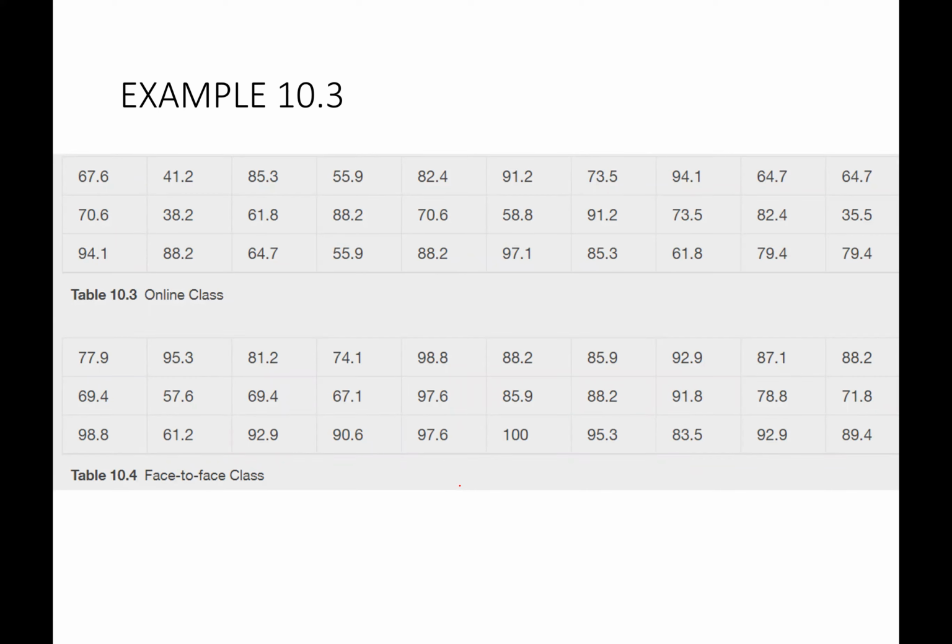So he looked at his two classes. He's comparing the online class, which is this set of data, with his face-to-face class. And he's going to determine whether there's a difference or not. And what he's mostly interested in is whether the online class average is less than the face-to-face. I put the online data in L1 and the face-to-face data in L2. And there are 30 values in each table. If you want to put that in your calculator to see how this works, I'll give you a few minutes to do that.